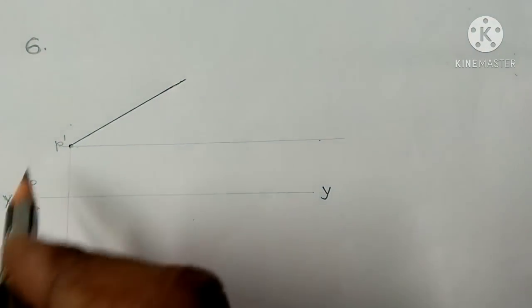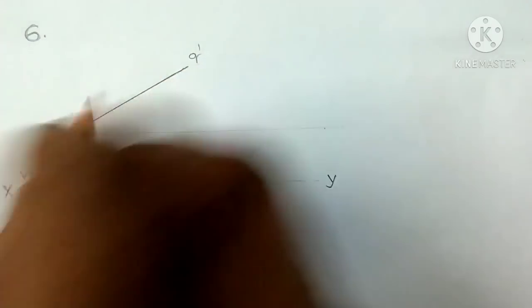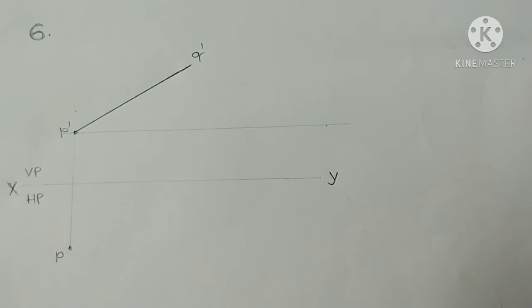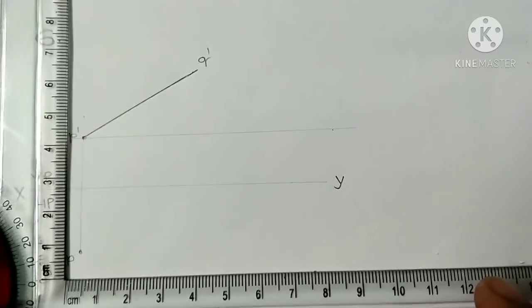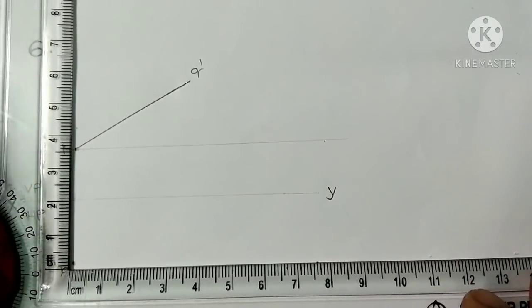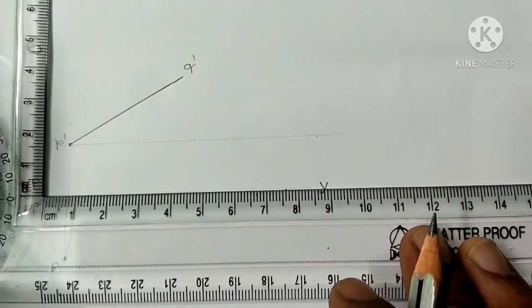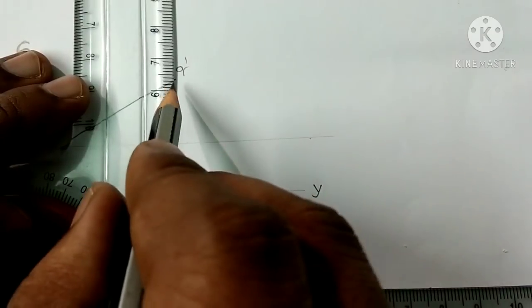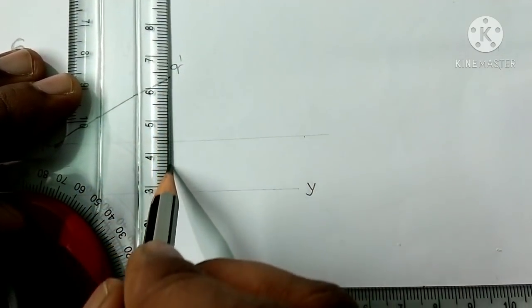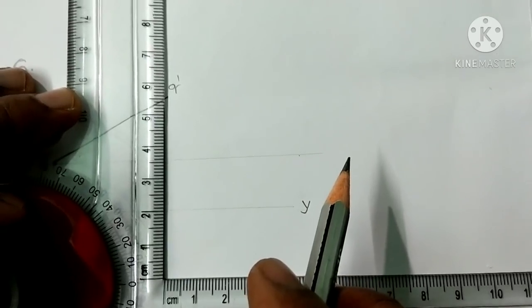Yeah, this is the 40 mm line. Here this end is P dash and the other end is Q dash. Once we get Q dash, we can extend the projector downwards. How much should we extend it? Initially we should project the point onto the reference line, and extend the same projector depending on the in front of the VP dimension.